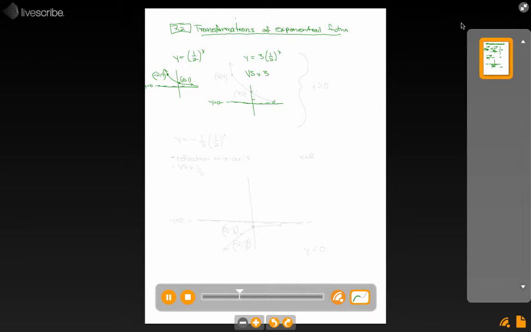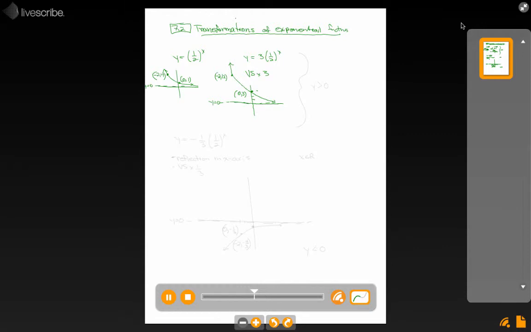This point, though, instead of being at 0, 1, is now at 0, 3. And the other point that was at -2, 4 is somewhere way up here at -2, 12. So 0, 3, and -2, 12, and you have still an exponential decay curve, a decreasing curve, but it's been vertically stretched by a factor of 3.